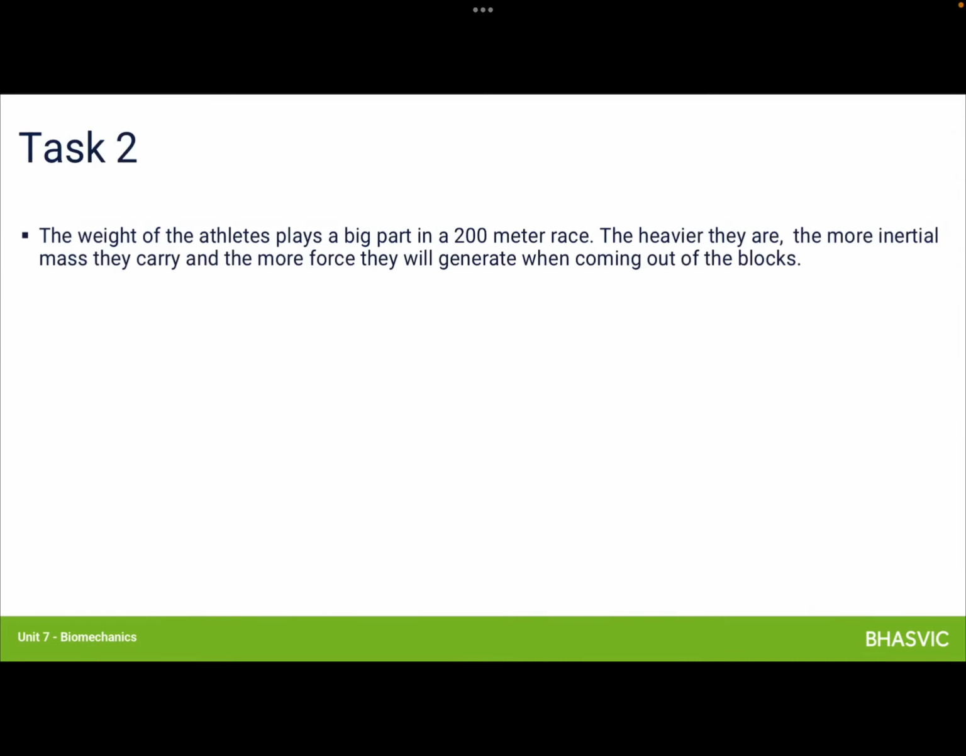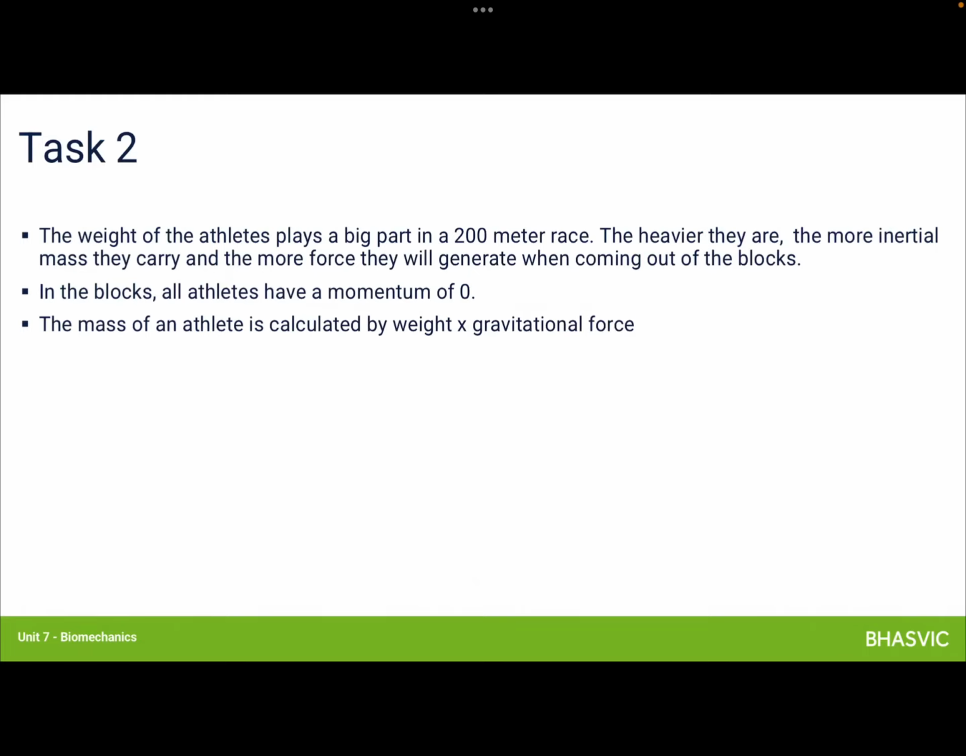The weight of the athlete plays a big part in a 200 meter race. The heavier they are, the more inertial mass they carry, and the more force they will generate when coming out of the blocks. In the blocks, all athletes have a momentum of 0. The mass of an athlete is calculated by weight times gravitational force.